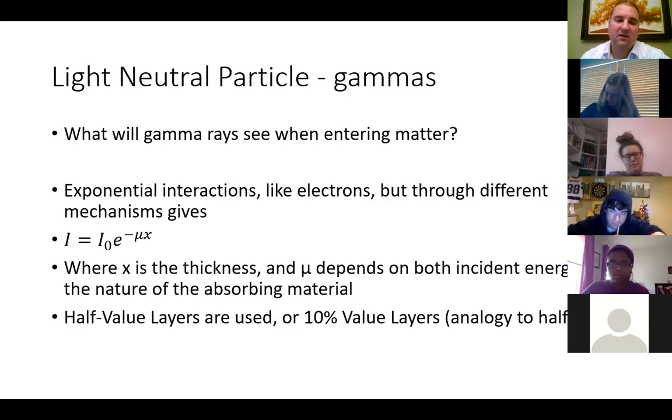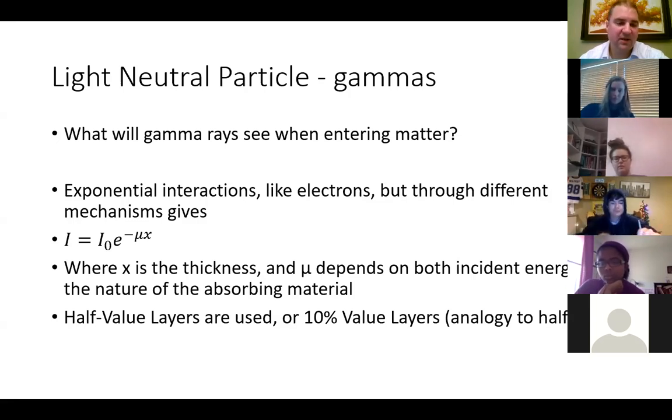There are exponential interactions like electrons, but through different mechanisms. So the number of gamma rays remaining after passing through material goes down in an exponential decay fashion, just like the electrons do. But whereas the electrons were losing energy through electrostatic interactions and bremsstrahlung, the gamma particles lose energy through different mechanisms, okay? And this was where, thanks Ira, I think you were the one who asked the question before. This is kind of where the half value layer term came up, or the 10% value layers.